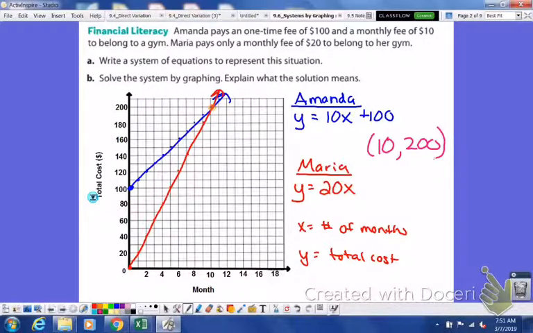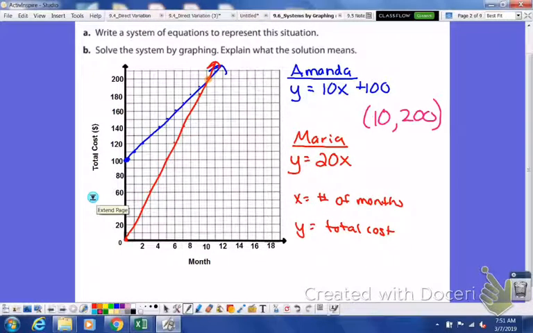So we didn't actually ask a question here, but normally it would say after how many months would they have to pay the same cost? What would the cost be? So 10 months, $200. So we're just going to add that into the bottom here. After 10 months, they each paid $200. So again, coming from that 10, 200.